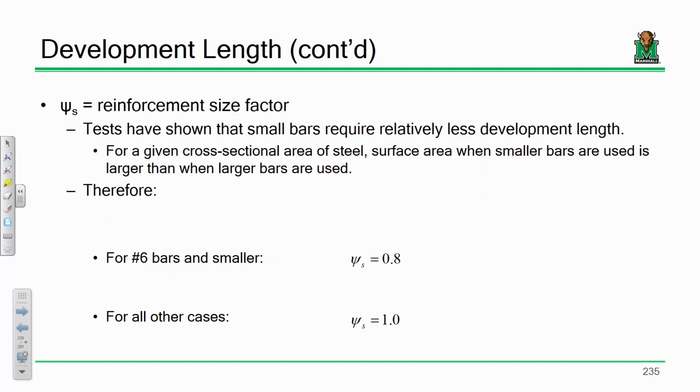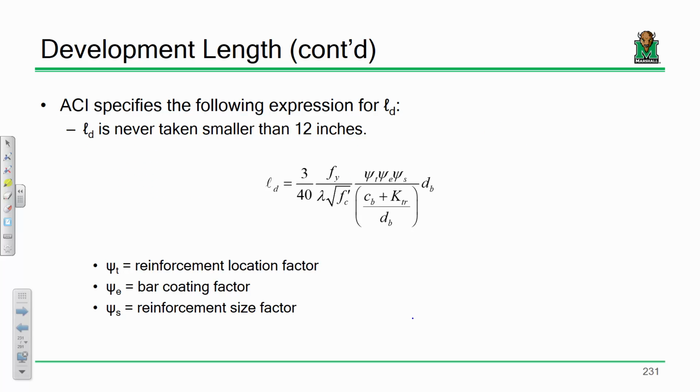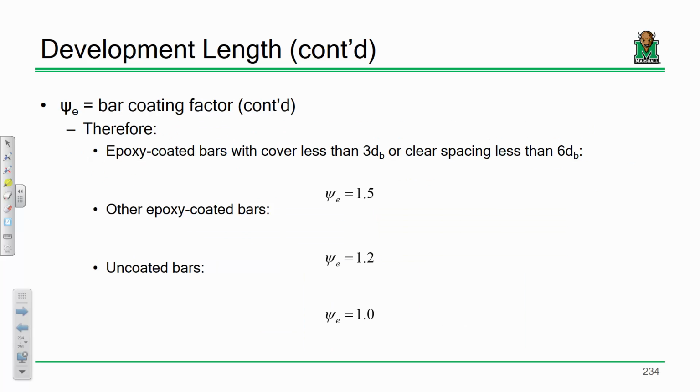Now let me go back to the development length equation because I want to explain something. Let's look at C sub B and let's look at KTR. If those values get larger, what happens to your development length? Just think about this mathematically. If CB or KTR gets bigger and bigger, what happens to LD? Smaller. Okay? So think about that. Those values go up, development length gets smaller. Now let's see what they are.